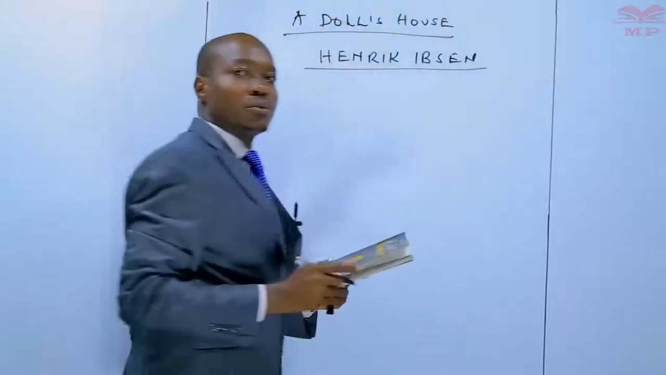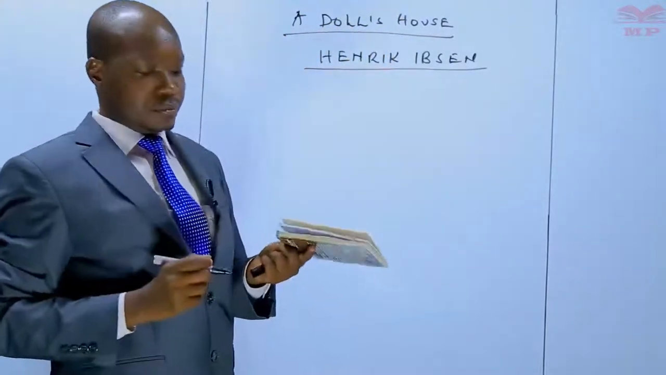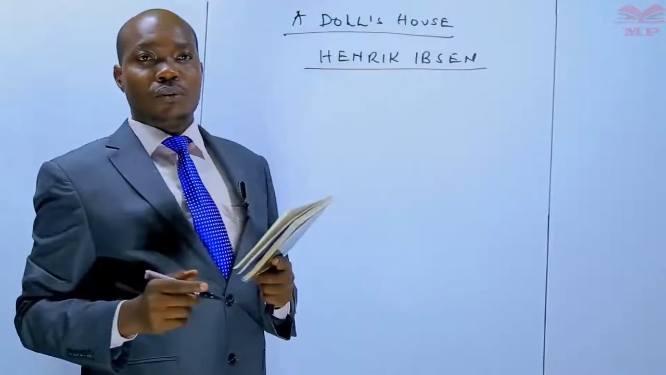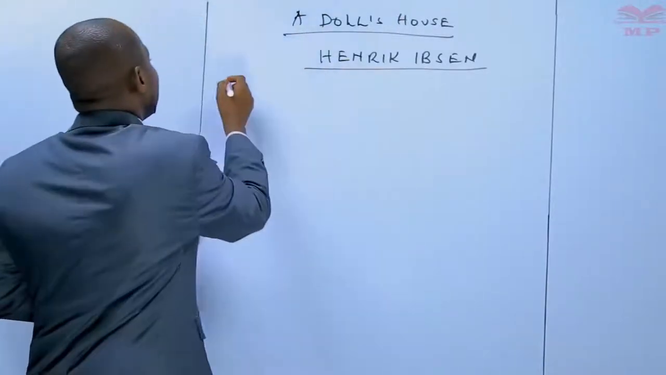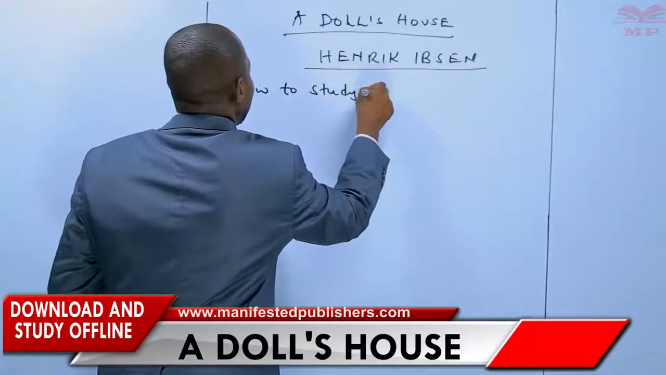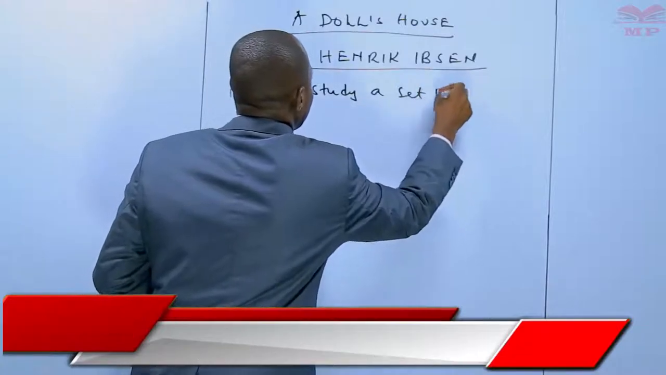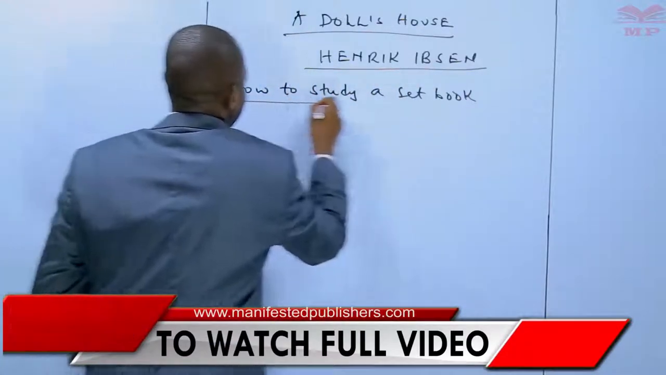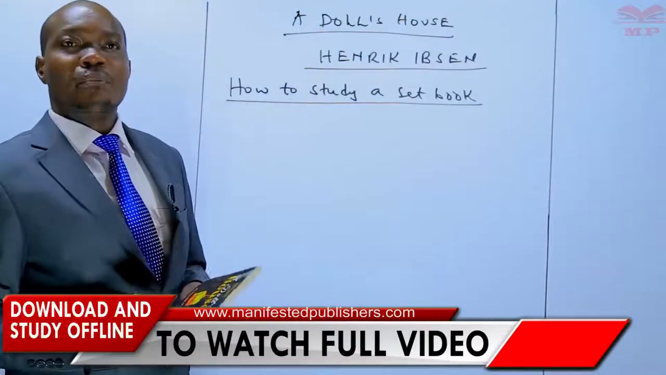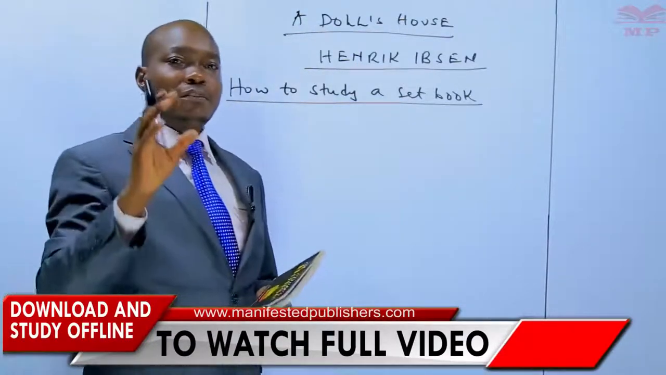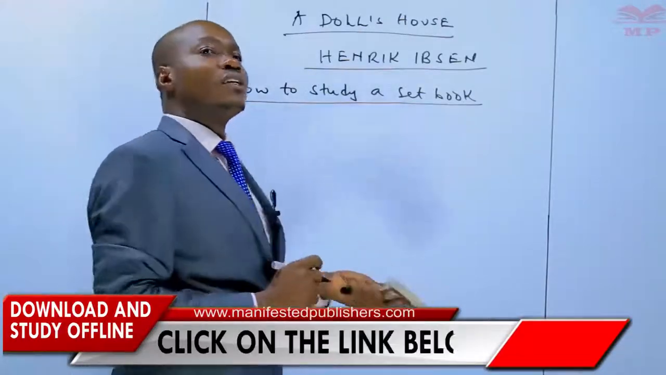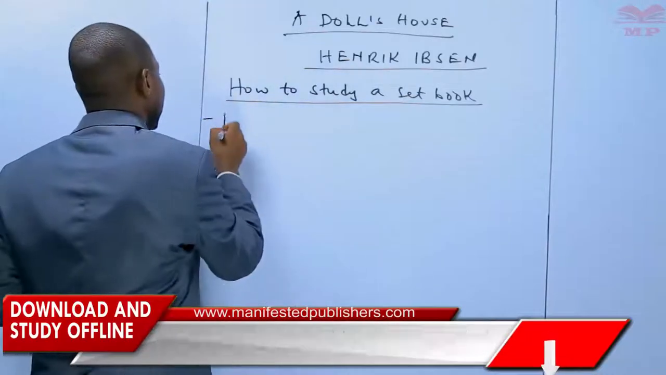So I want to show you how to study a set book, and what to look out for. Now, as you read any set book, you need to bear in mind 5 major areas. The first area is called the plot analysis.